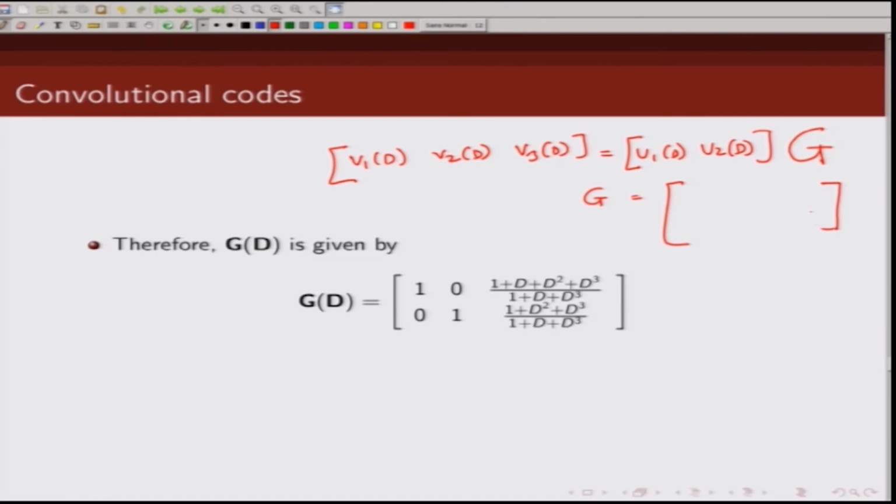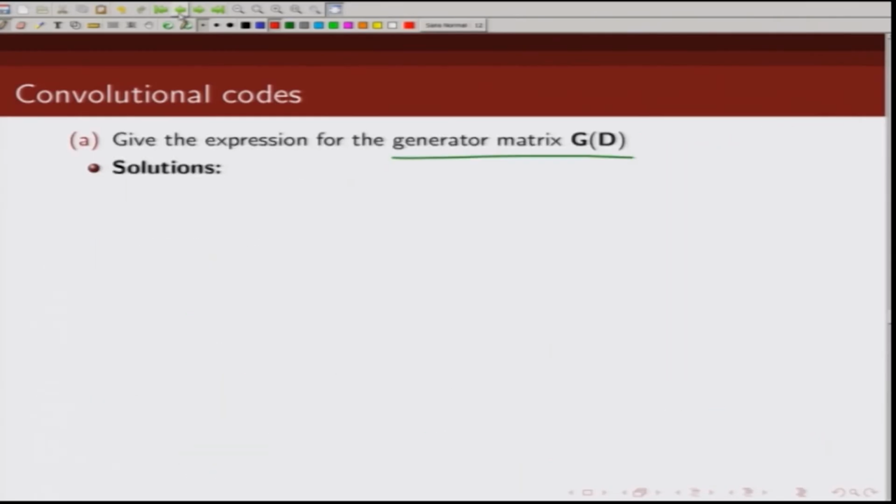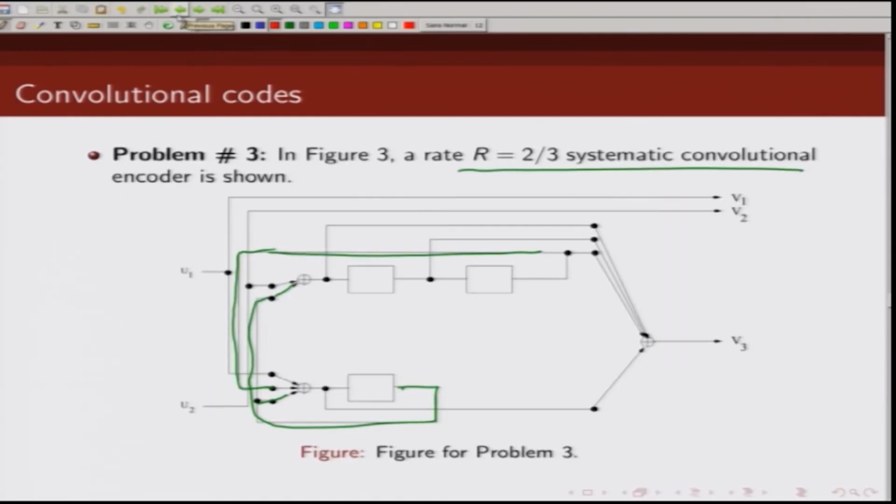So, v1d is u1 of d. So, we get 1 0. v2 of d is u2d. So, we get 0 1. And what is v3 of d? v3 of d is this times u1 of d and this times u2 of d. So, this will be our final generator matrix corresponding to the encoder that is shown in this figure. Okay.